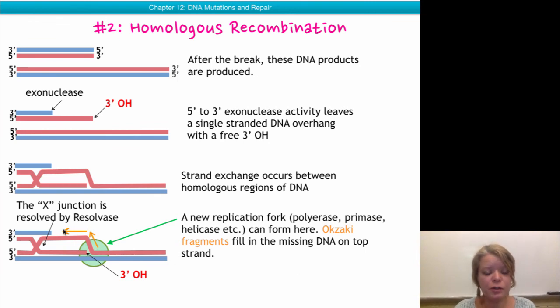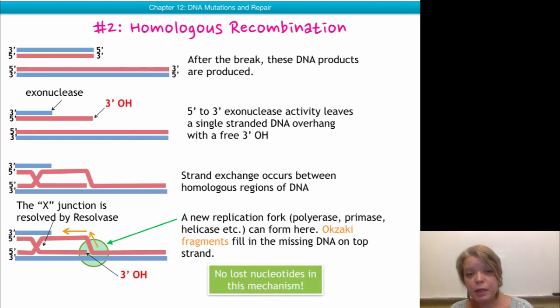The orange things here are the Okazaki fragments forming. There's still a 3' OH of the old strand, and this guy is going to be extended. And this X structure, as we're going to learn when we talk more about recombination, is then reformed again correctly using an enzyme called resolvase. And the big benefit of the homologous recombination mechanism that is used to repair double-strand DNA breaks is that there are no lost nucleotides, because one of the sister chromatids serves as a template to repair the other sister chromatid.